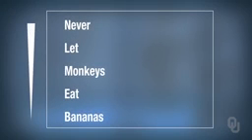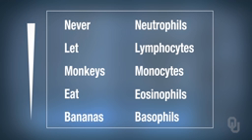So again, if you remember, never let monkeys eat bananas, that tells you the most abundant leukocyte all the way to the least abundant leukocyte, which are your bananas or your basophils. So that way you don't have to memorize the amount per microliter. The reason this is important is because if you're looking at a slide, let's say you take a blood smear on a microscope slide, and this is a healthy person, and you're going through and you're identifying all the various white blood cells. Well, if you're finding more basophils than you are neutrophils, then you're probably not correctly identifying those cells.